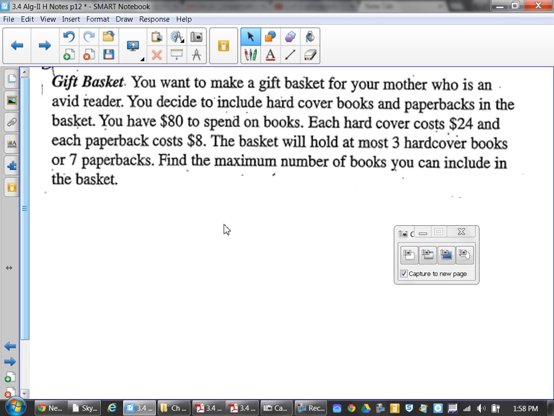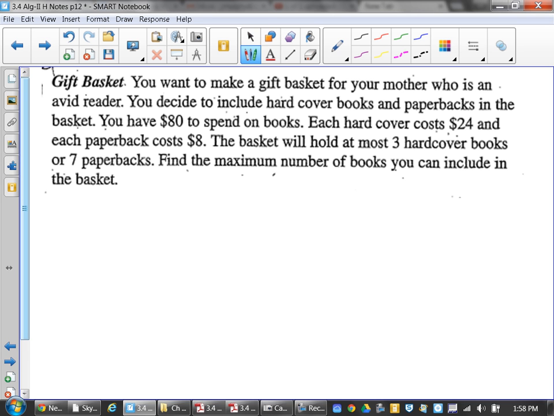So the maximum amount of books you're going to get here is going to be, we'll just call it their C value, hardcover plus paperback. Try to utilize the letters of what you're working with as you set up your graphs. It's a very simple way to keep your axes straight, as in which one goes where.